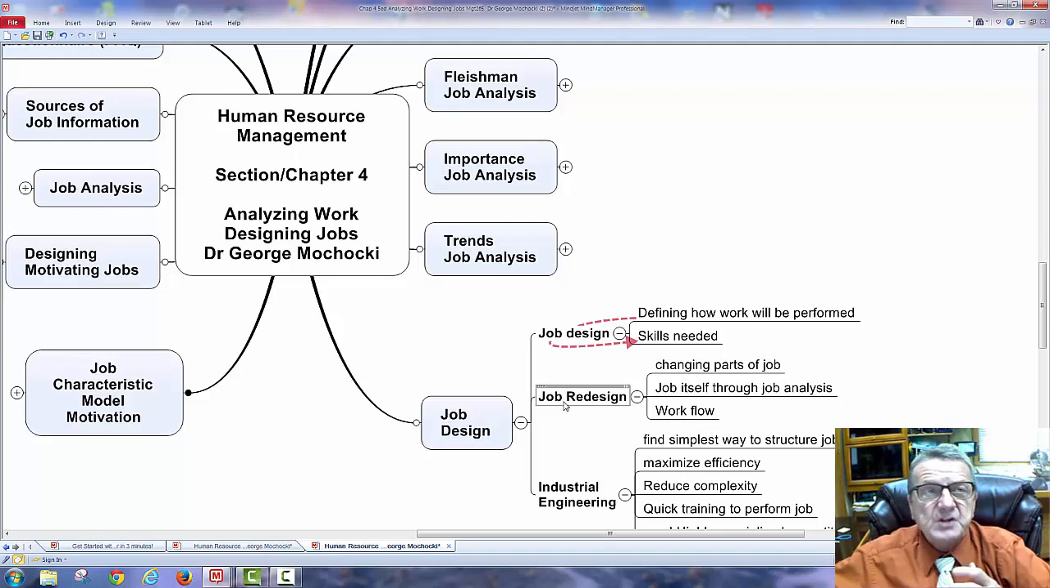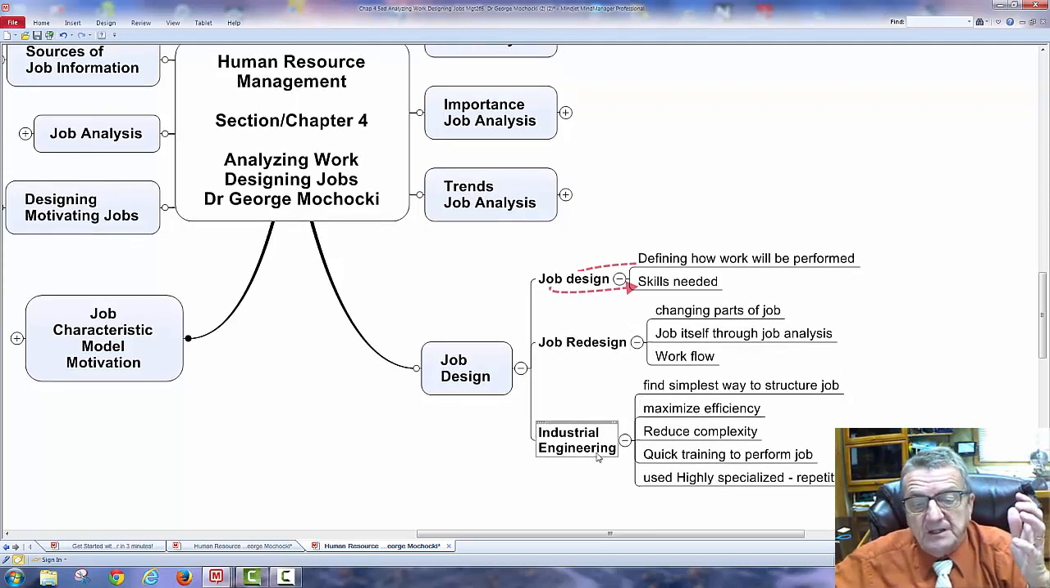Now, sometimes the job changes or the technology changes, so now I have to, what we call, redesign the job. HR is involved in this. Remember, HR, your whole thing is keeping the workforce I have and helping them learn. That's how you become a learning organization, through job analysis. Industrial engineering: find the simplest way to structure, maximize efficiency.